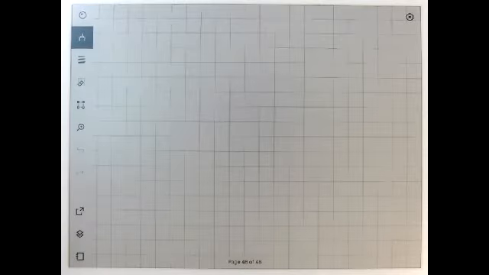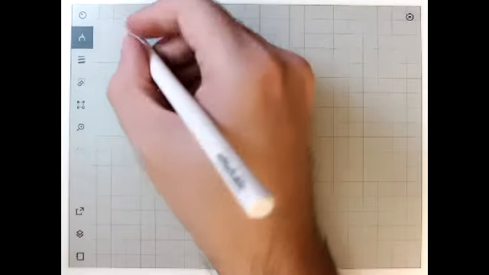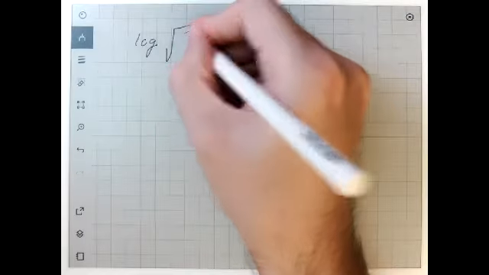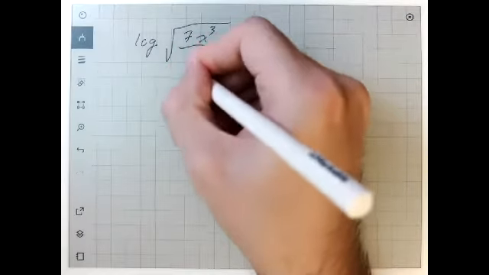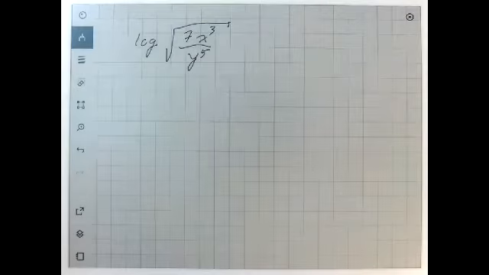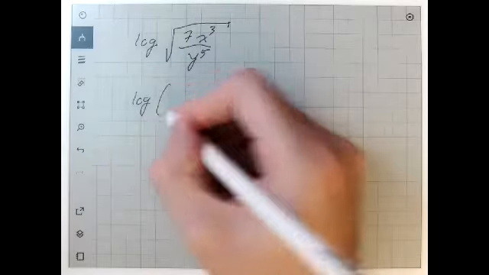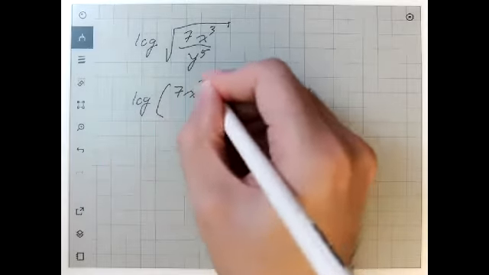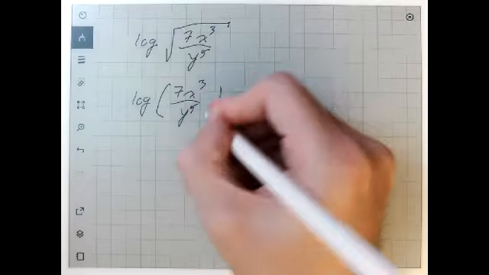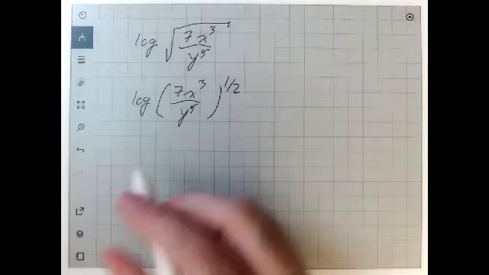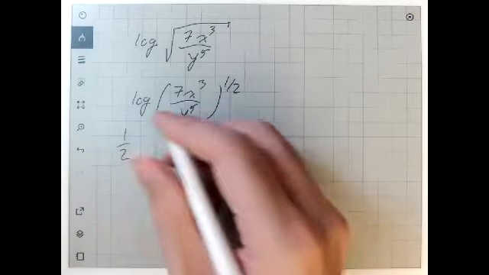Looking at something a little bit more complicated, if I have the log of the square root of 7x cubed over y to the 5th, there's a couple of different ways I can approach this. My personal preference is to call this the log of 7x cubed over y to the 5th, the whole thing raised to the 1/2 power, and then use the property of logarithms to bring that 1/2 in front.